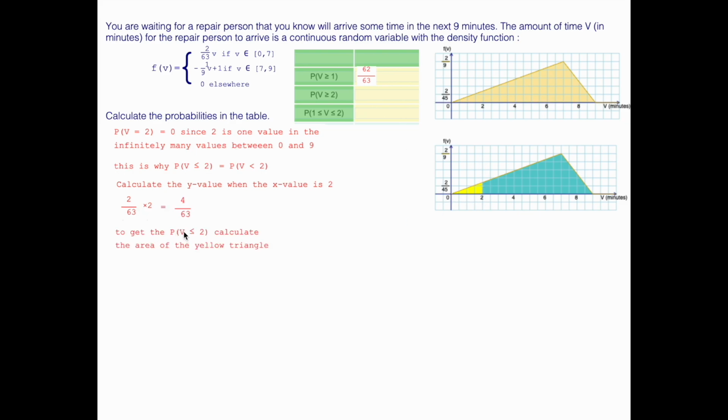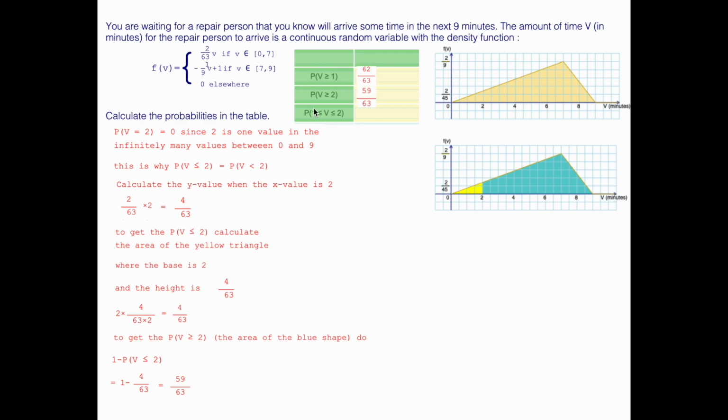To get the probability that v is less than or equal to 2, we're going to calculate the area of the yellow triangle, where the base is 2 and the height is 4 out of 63. We have 2 times 4 out of 63 divided by 2, which gives us 4 out of 63, which doesn't reduce. Then, to get the probability that v is greater than 2, that's the blue region that we're after, we do 1 minus the probability that v is less than or equal to 2, which is 1 minus 4 out of 63, giving us 59 on 63. And I'm just going to put that up here.